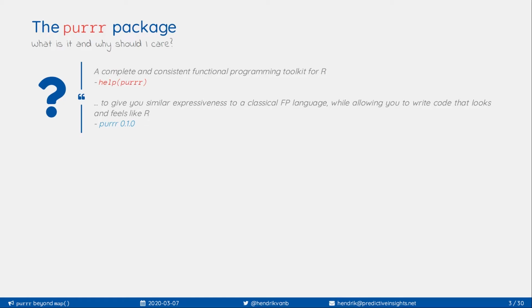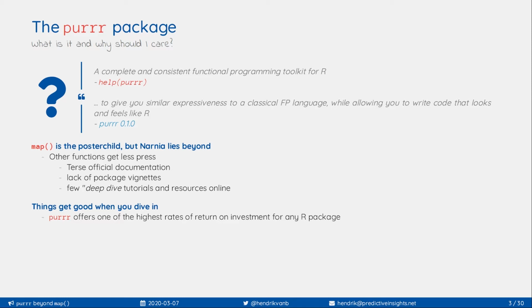Okay, so let's dive into what is purrr. So purrr is a consistent and complete functional programming package for R. And R is not a pure functional programming language, but the intention of purrr, at least initially, and I still believe it is, is to give you the same kind of expressiveness in R code that you might find in a functional programming language. Of course, the star of purrr is map. It's the poster child, really.